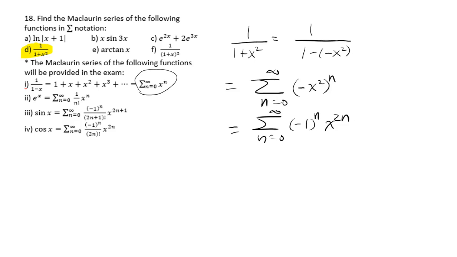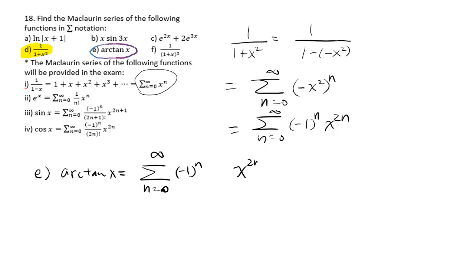Okay. Now, this next question, arctan, there's actually a relationship between this arctangent and 1 plus x squared. What is it? The relationship is that the integral of this would be arctangent. The derivative of the arctangent is 1 over 1 plus x squared. So if you integrate this, you're going to get arctangent. So we can actually solve E right away by saying that arctan of x is the integral of this, which is, well, if you integrate it, you first add 1 to the exponent and put the reciprocal in front. So that will be your arctangent.